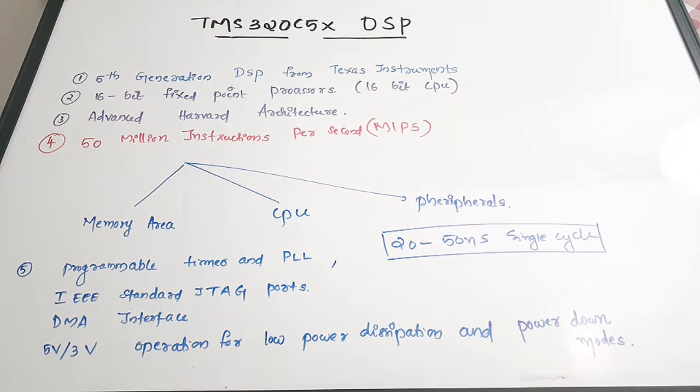Then the other important features are that it has a programmable timer and a PLL, and also IEEE standard JTAG ports are present. There is a DMA interface, and there are 2 different voltage operations, either 5 volt or 3 volt operation. For low power dissipation mode it is 5 volt, and for power down modes it is 3 volt. So it can have either 5 volt or 3 volt operations. So these are the most important features of this DSP processor.